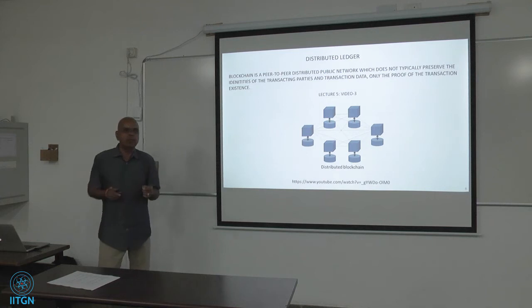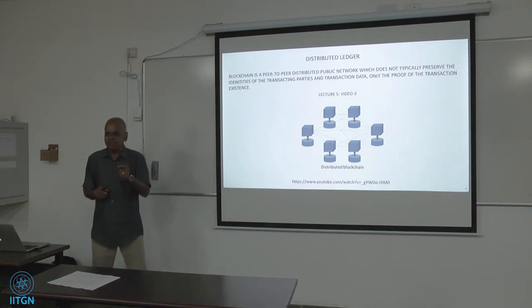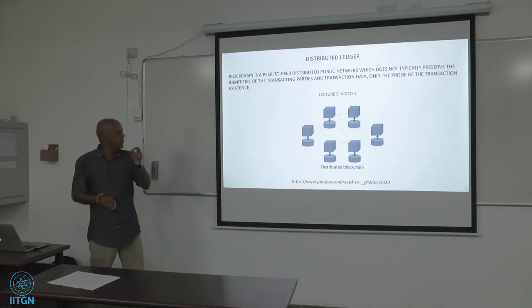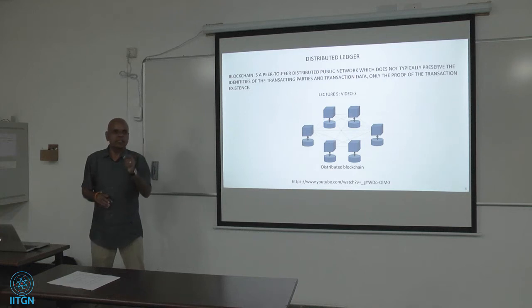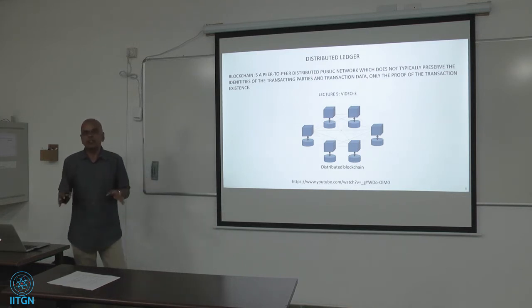What blockchain gives, by the way, doesn't keep your identity, so that's the anonymity part of it. It makes sure the transaction exists. That's what you can say. So if A and B transacted, it ensures that that transaction exists in the blockchain. But there's no information about the transacting parties.